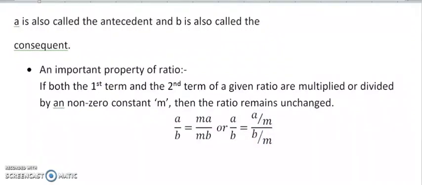Okay, so I hope that you have understood this property that A upon B is equal to MA upon MB, or A upon B is equal to A by M upon B by M. So if you multiply both the terms of a given ratio by a non-zero constant, or if you divide both the terms by a non-zero constant M, the ratio remains the same. Clear? So it is a constant always, remember. Clear?